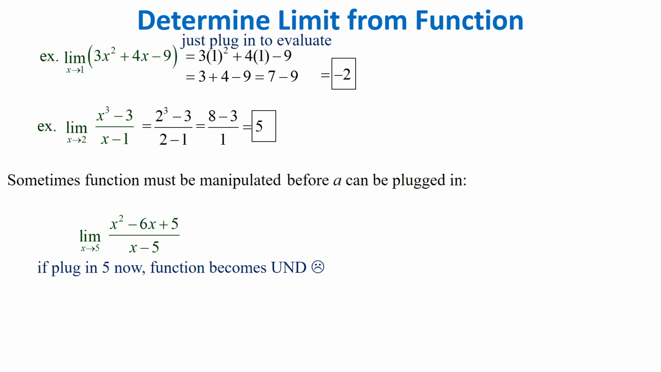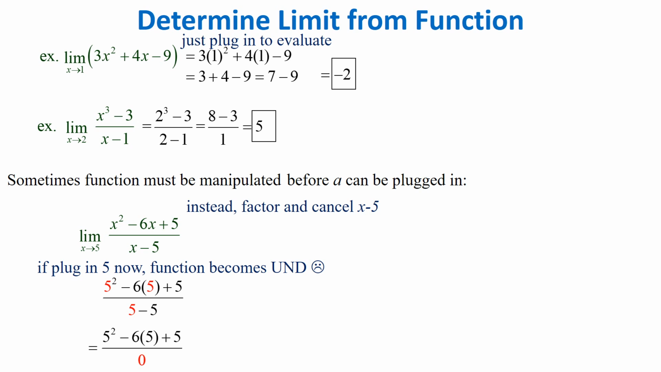Just reiterating what I'm saying, if we plug in now, the function is going to be undefined, and you can see that in the denominator. So instead, I'm going to factor the numerator, and it factors to x minus 5 times x minus 1. Notice in the numerator and denominator I now have a common factor of x minus 5, and I can cancel those out. Notice that when I'm just manipulating the function, I'm carrying that limit as x approaches 5 with me. I'll do that until I actually do the plug-in.